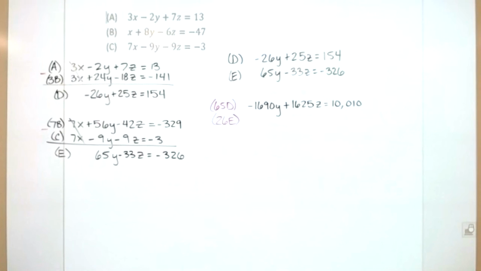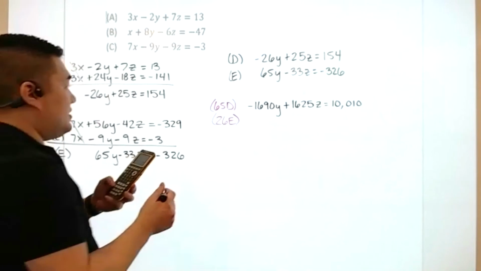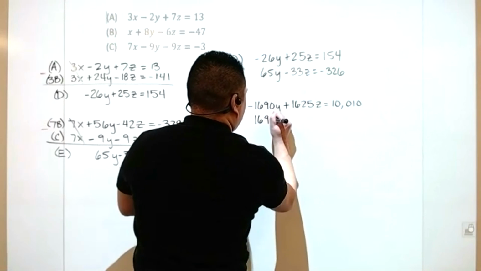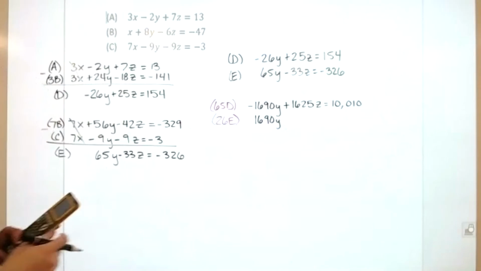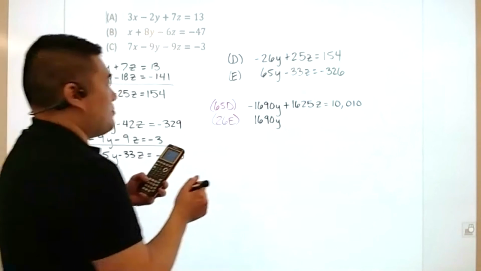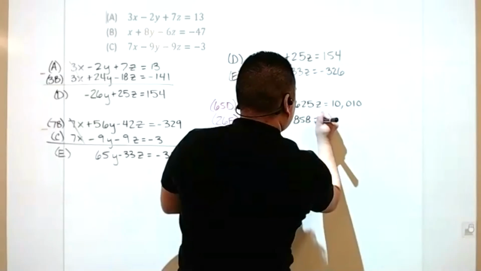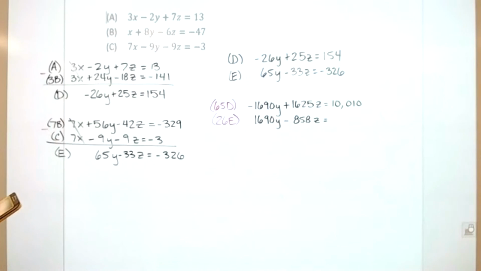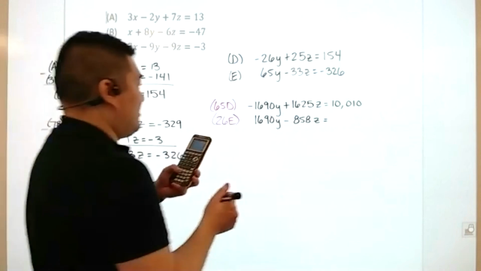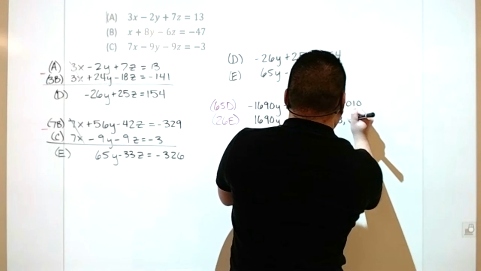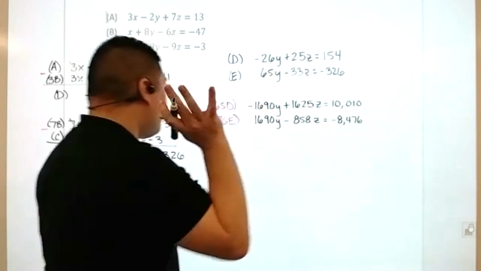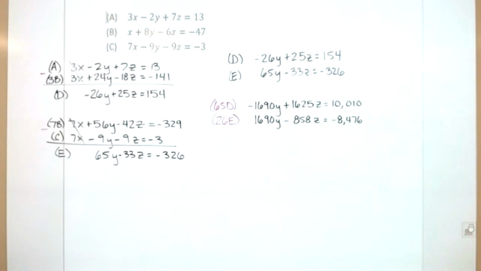All right, now everything in E multiplied by 26. So 65 times 26 is 1,690y. Good, those are exact opposites. Negative 33 times 26 is minus 858z. And negative 326 times 26 is negative 8,476. Again, very large numbers, but we're going to keep going and see what happens.